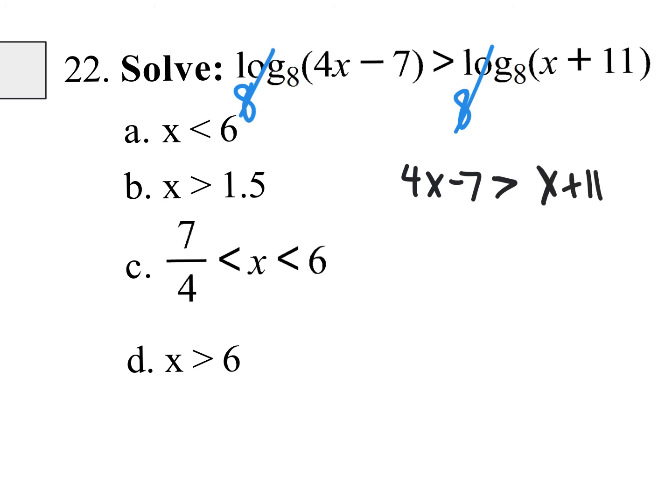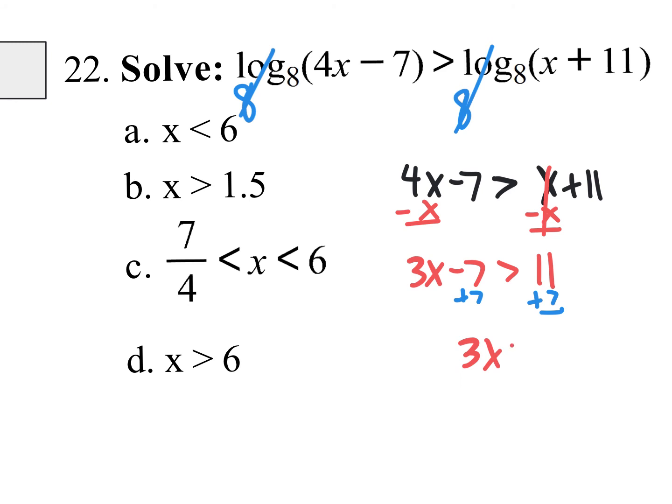Okay, let's continue solving here. We're going to move the x over to the left side. We end up with 3x minus 7 is greater than 11. Add 7, we end up with 3x is greater than 18. Final step is to divide by 3. We're not dividing by a negative, so the inequality does not flip. It's x is greater than 6.